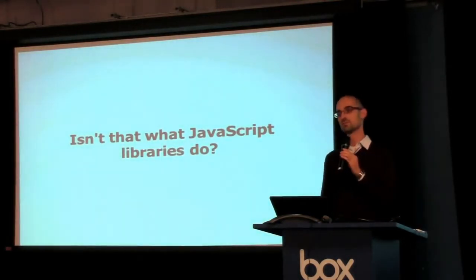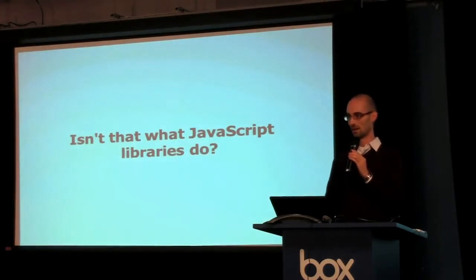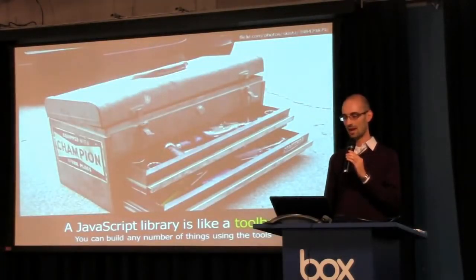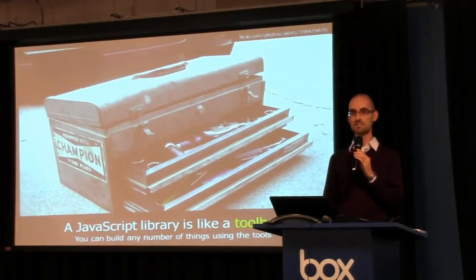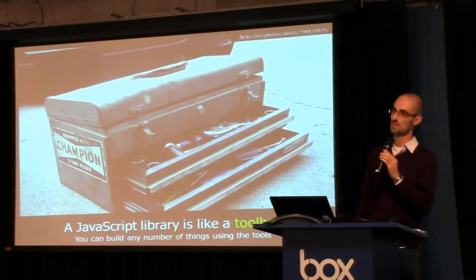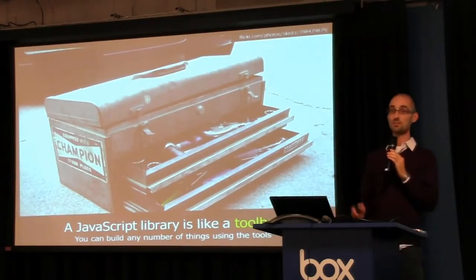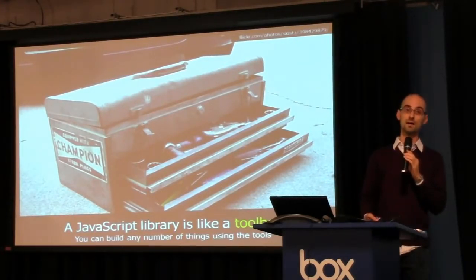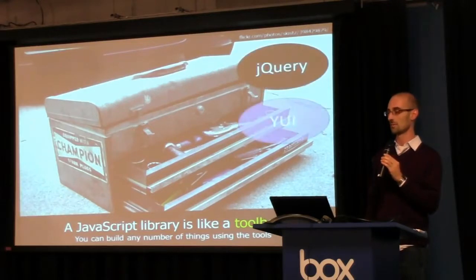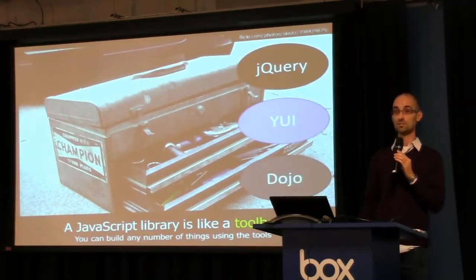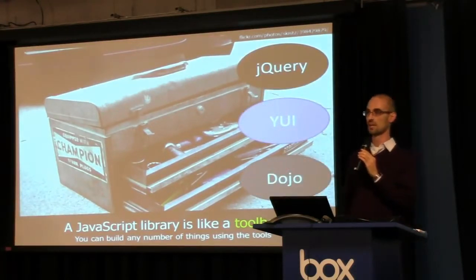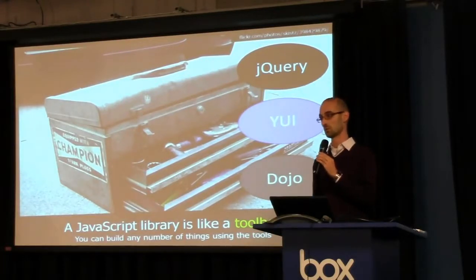A lot of people say, well, you know, I'm using a framework. I'm using like jQuery, I'm using Dojo, I'm using YUI. Those are actually libraries, and those function like toolboxes. So there's all kinds of little tools in those toolboxes that you can use to build whatever you want. But it's not a way to build an application on its own. Right? You still have to tie those pieces together into some sort of logical order in order to make it work.